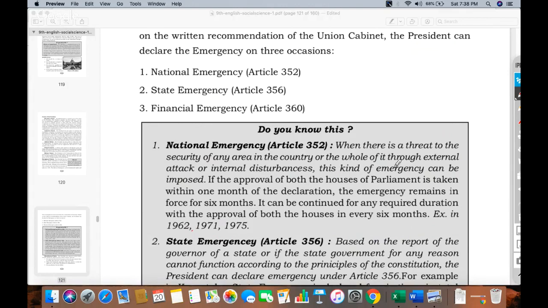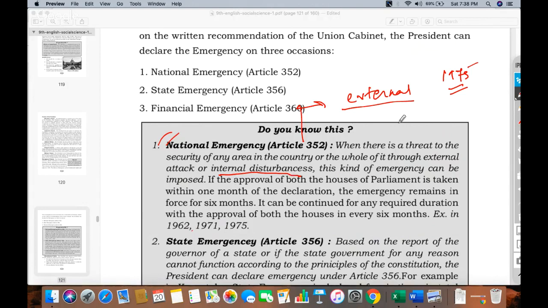Now, what is national emergency? When there is a threat to the security of any area in the country or the whole of it through external attack and internal disturbances. So national emergency is not only due to external attack. If government feels that due to internal attack, like in 1975, there was no external attack on India, it was due to internal disturbances why the emergency was imposed. So then only national emergency can be imposed.